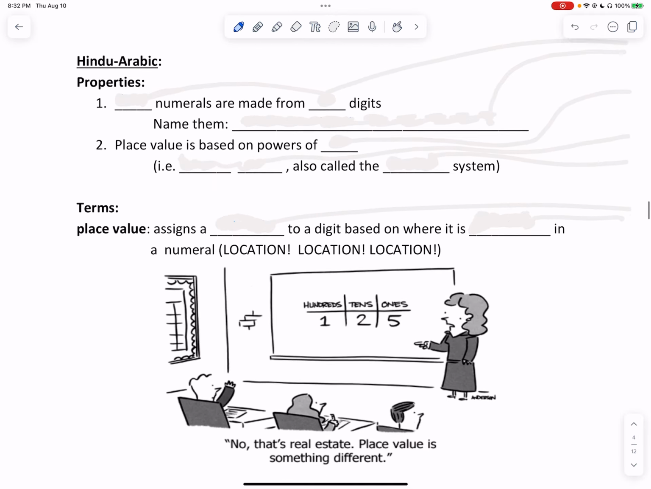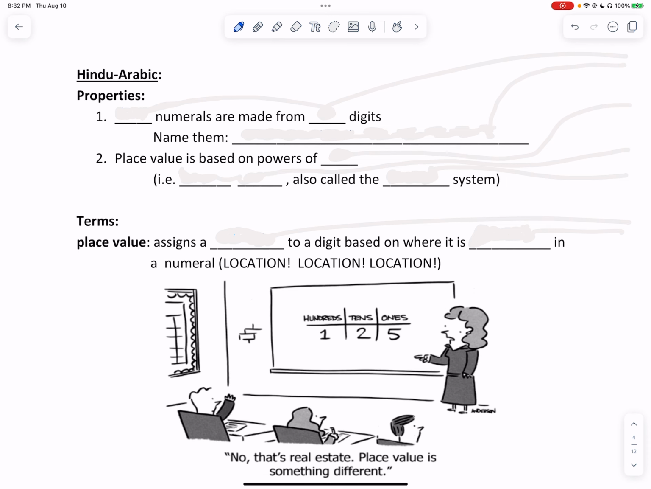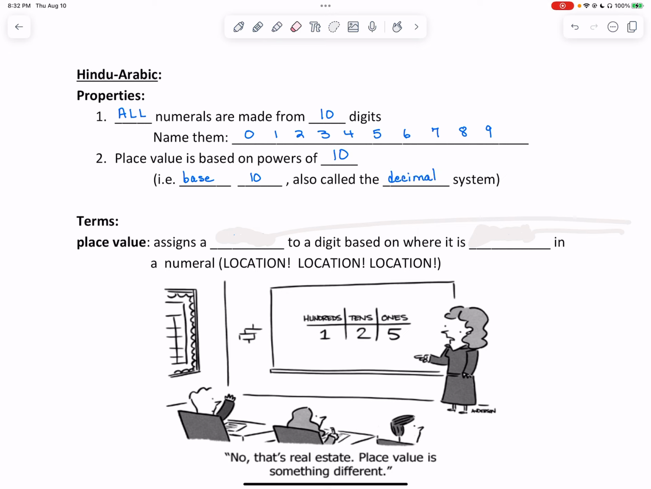All right. So let's do some more talking about the Hindu Arabic system, okay, versus our Roman numeral system. So let's talk about our properties. All the numbers that you are ever going to write in the Hindu Arabic system are going to be made up of these numbers, 0 through 9. Now, place value is based on the powers of 10. What that means is we have a base 10 system. It's also called the decimal system.